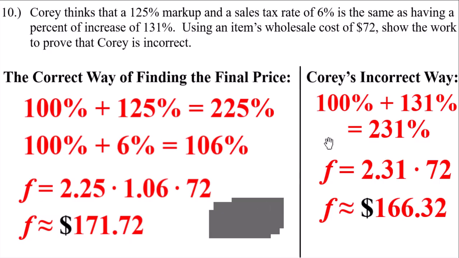So if you thought that Mr. Underkoffler was withholding a faster way, and you thought the way that Corey did in this problem, well, now you can see it doesn't work that way. You can't take the markup percent and the sales tax percent and combine them to one big percent of increase. It does not work that way. You need to do them separate to get the correct final price.